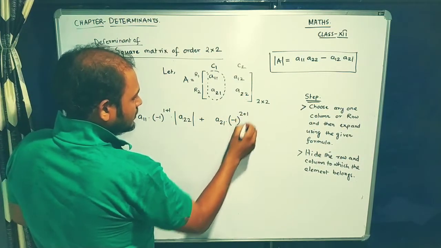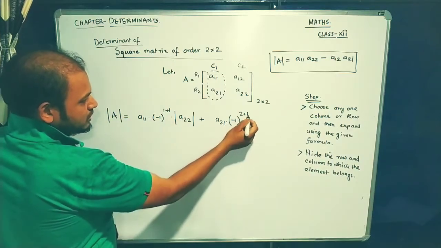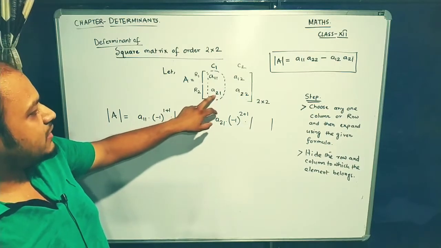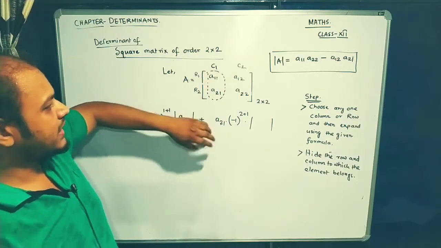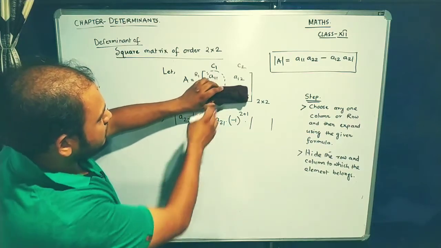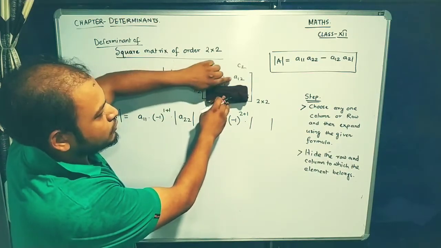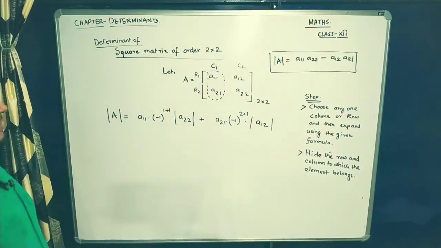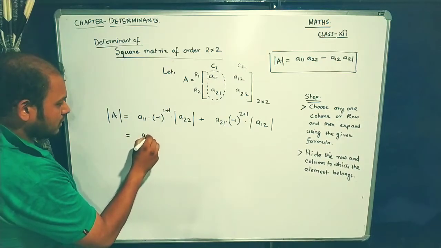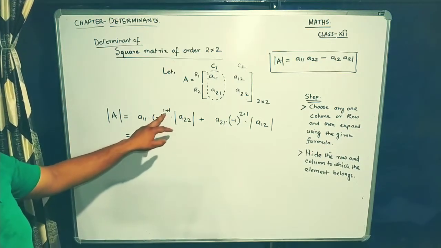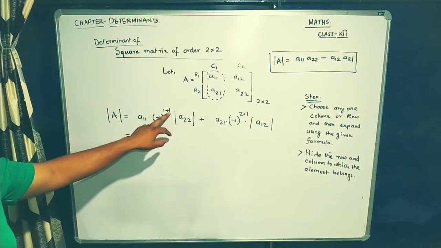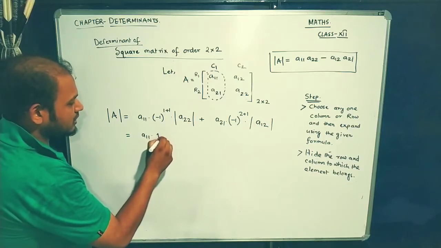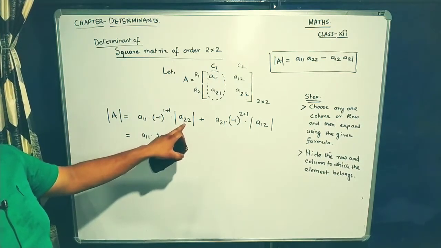-1 to the power 2 plus 1. You have to add both these numbers, 2 plus 1. Then determinant, hide the row and column. This A21 belongs to the second row, first column. So hide the second row and also hide the first column. What do you see now? Do you see A12? So place A12 here. Okay, now simplify it. You will have A11 into here -1 to the power 1 plus 1. 1 plus 1 is 2, that is an even number, and -1 to the power any even number is 1. So you will have 1 here. Then determinant of this is A22.